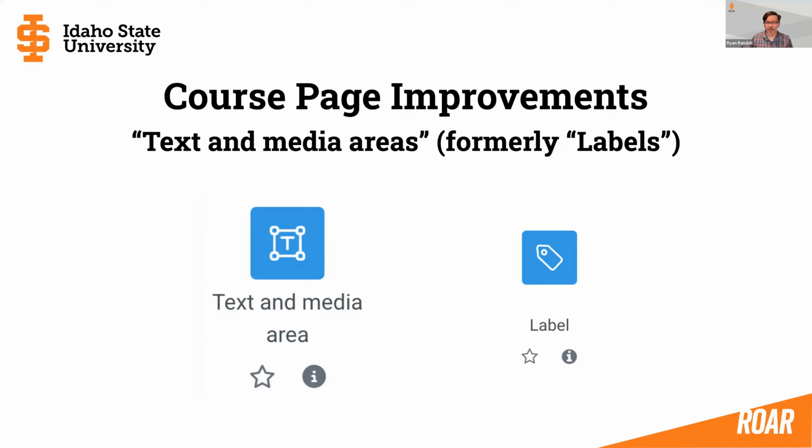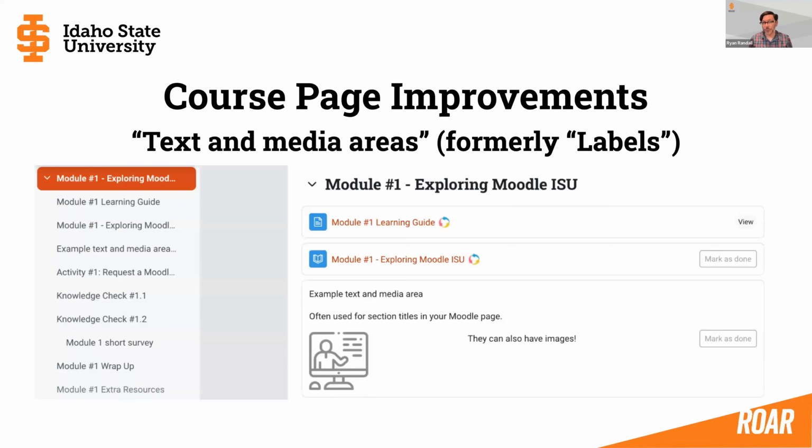The reason for the change is that it's more descriptive of how people actually use them and what they can actually accommodate. An example of what you can do with one is at the bottom of the column on the right in this image. You can see where it says example text and media area. They're often used for section titles in your Moodle page.